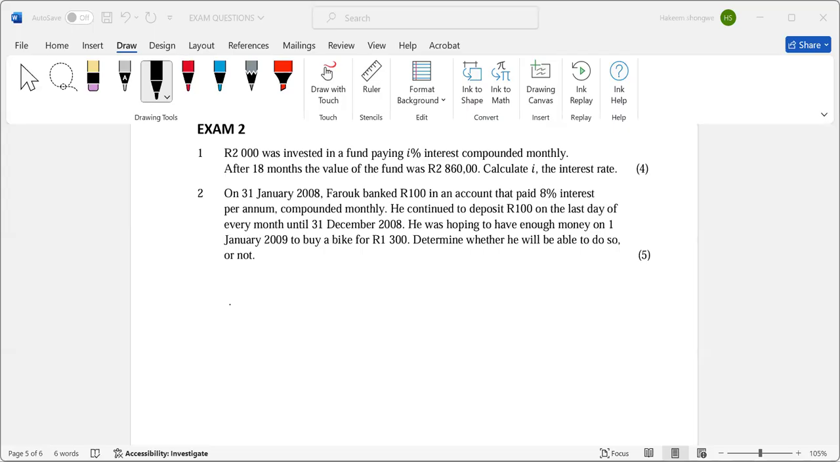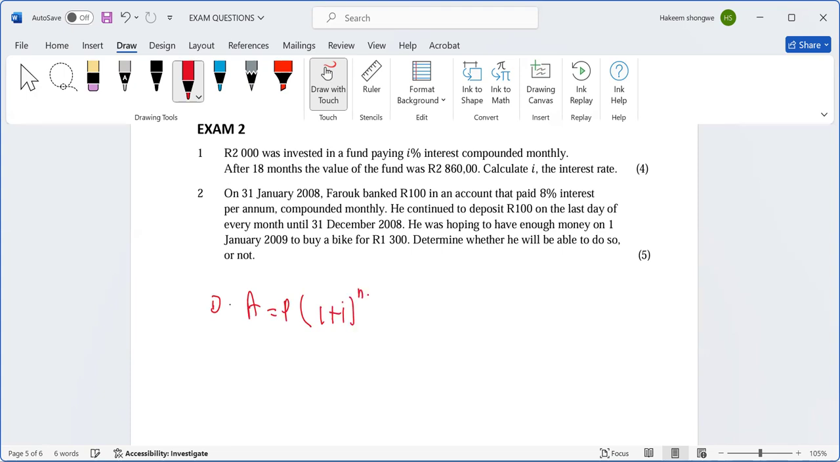So in exam two, about 2,000 was invested in a fund paying an interest I compounded monthly. After 18 months, the value of the fund was 2,860, and then they say calculate I, the interest rate. So the formula is A equals P times (1 plus I) to the power of n. The accumulation A is 2,860.